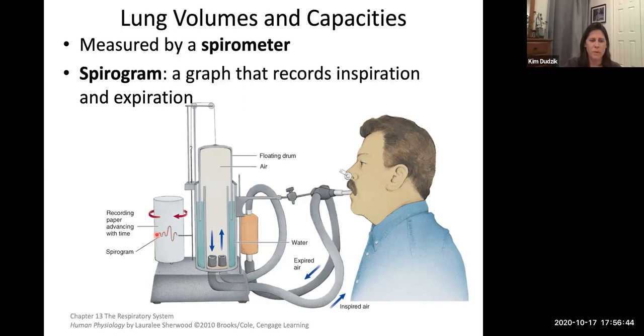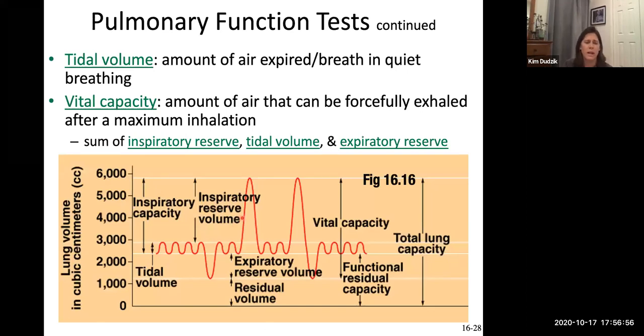Or if you're just breathing shallowly, your pen is going to move just a little bit. So that produces what's called a spirogram. And that's what this looks like. This is a spirogram, labeled. And so here you can see it: normal restful breathing. Follow my laser.